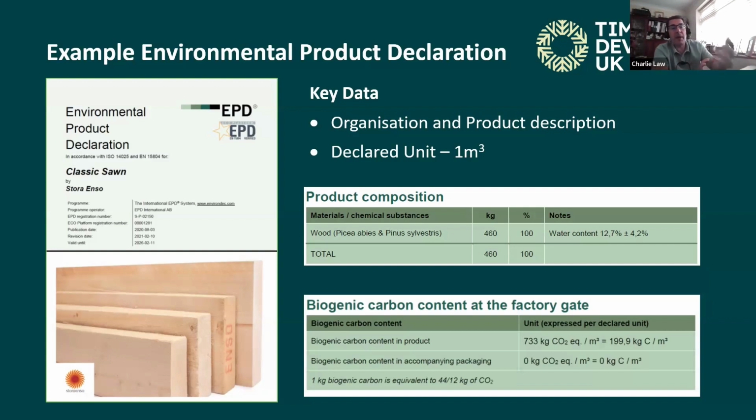It will tell you a bit about the organisation and give a description of the product. It will also say what the declared unit is, and generally for timber products we're talking about per cubic meter, so we can compare them with similar timber products. So if we can stick to that when you are doing an EPD, even if you have a sheet product that you're selling in square meters, it's better to convert that back into cubic meter data.